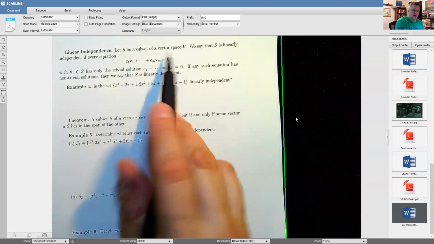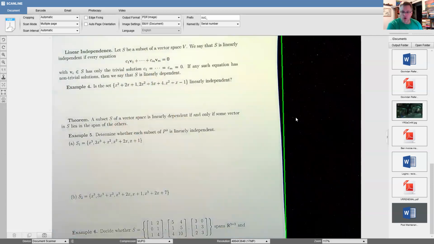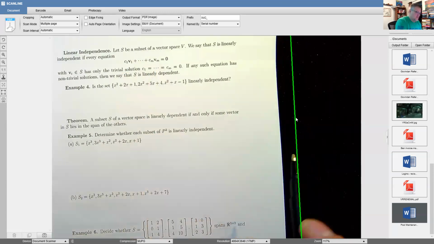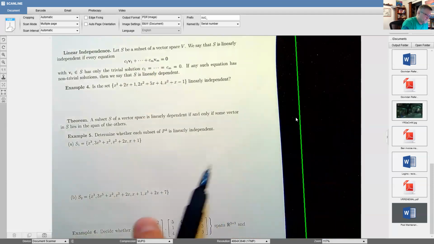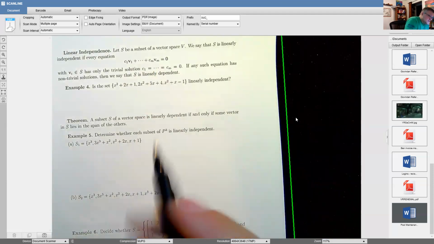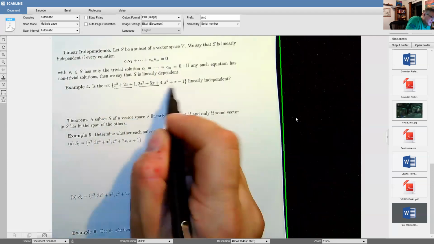Here, it could be like the set 1, x, x squared, x cubed, x to the fourth, dot, dot, dot. So there are infinitely many functions in the set. But what you have to show is that if you take any m of them, this holds, right? So you have only finite combinations to consider.